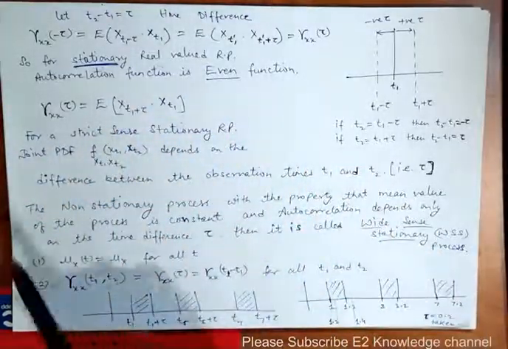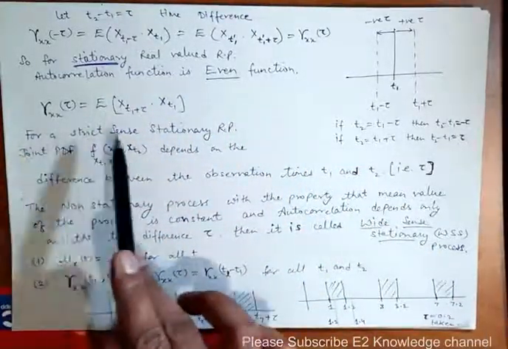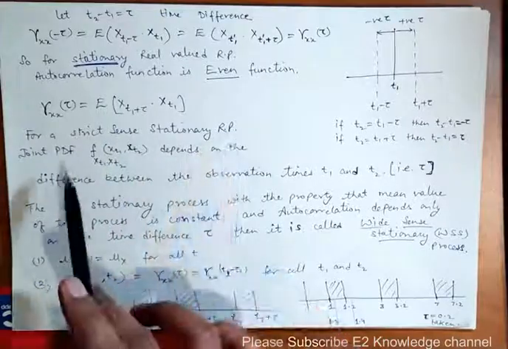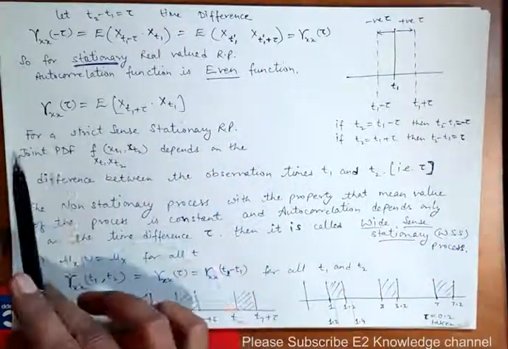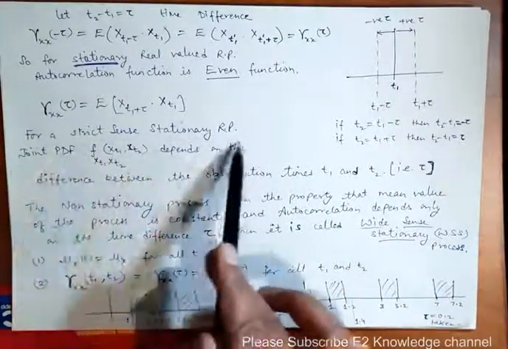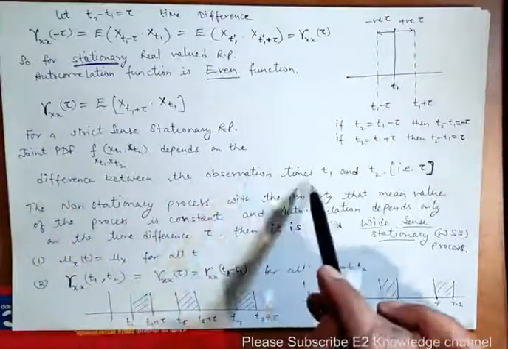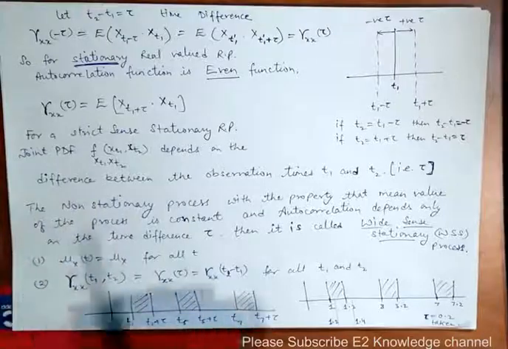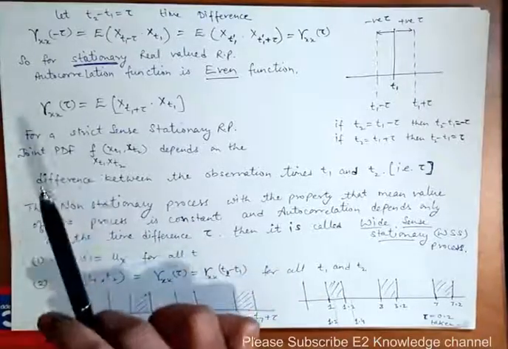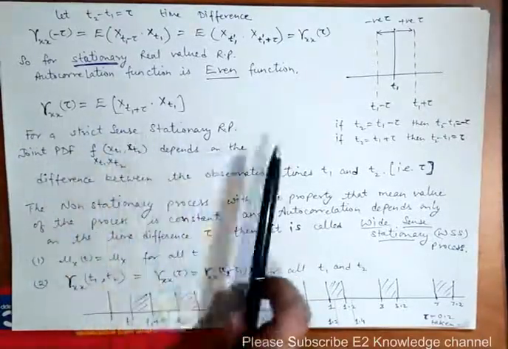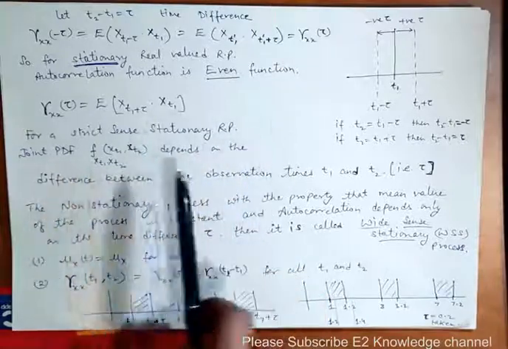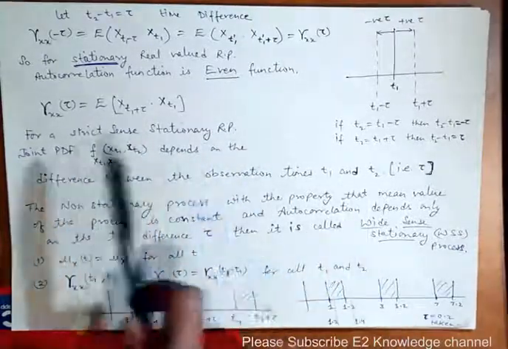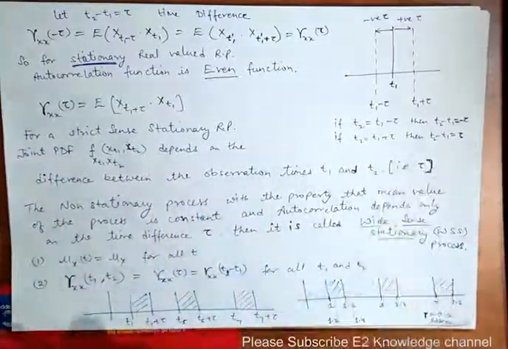We can take it either way. For a strict sense stationary random process, we have seen earlier that the joint PDF depends on the difference between the observation times t1 and t2. In the strict sense stationary case, we know that the joint PDF depends only upon the time interval. It does not depend on the absolute times, but it always depends upon the time interval tau.